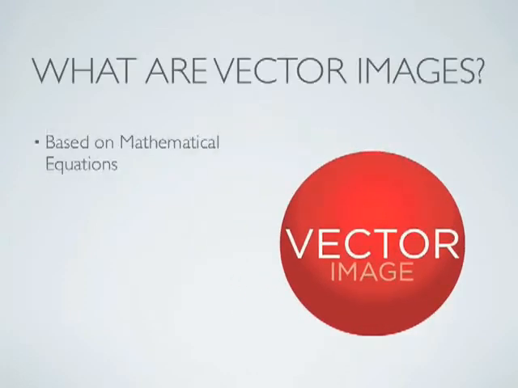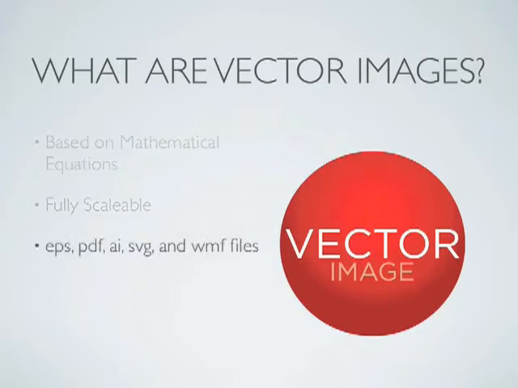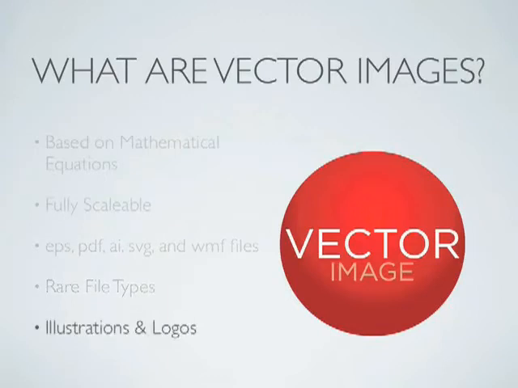As we discussed, vector images are based on mathematical equations. Vector images are also scalable to absolutely any size. Common vector file types include EPS, PDF, AI, SVG, and WMF files. Vectors are fairly rare, and the most common place you see them is in illustrations and logos.